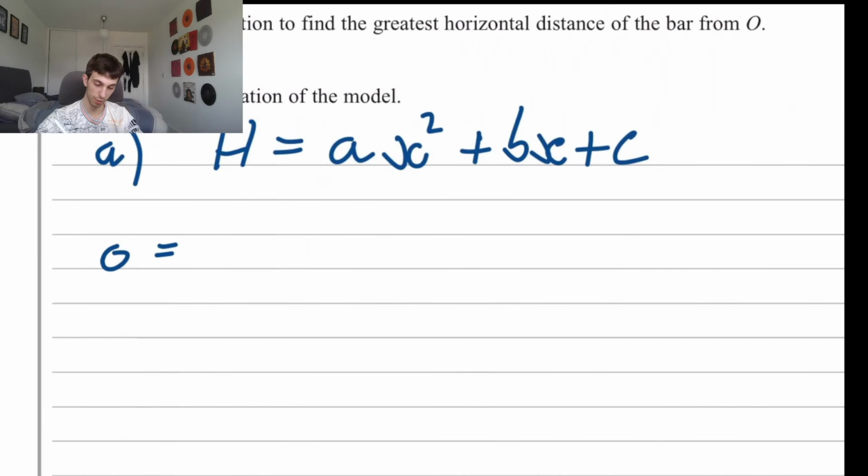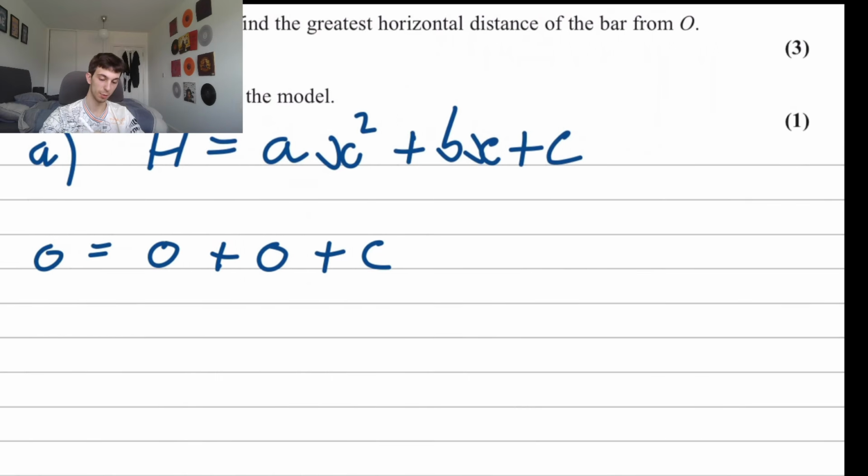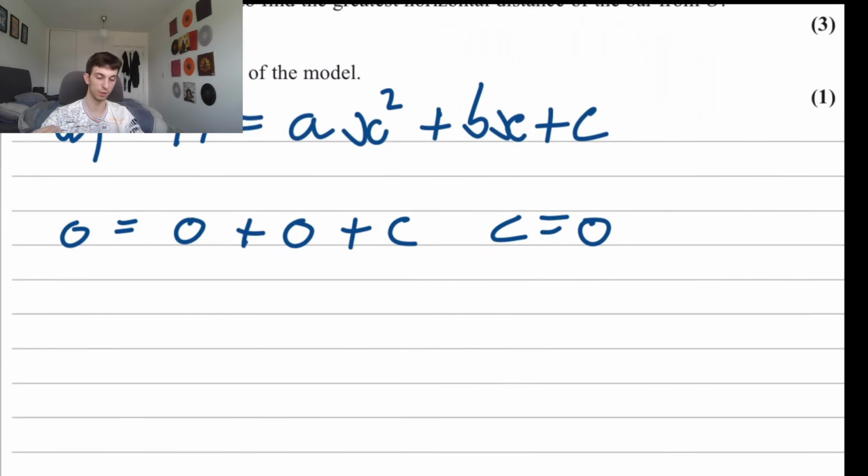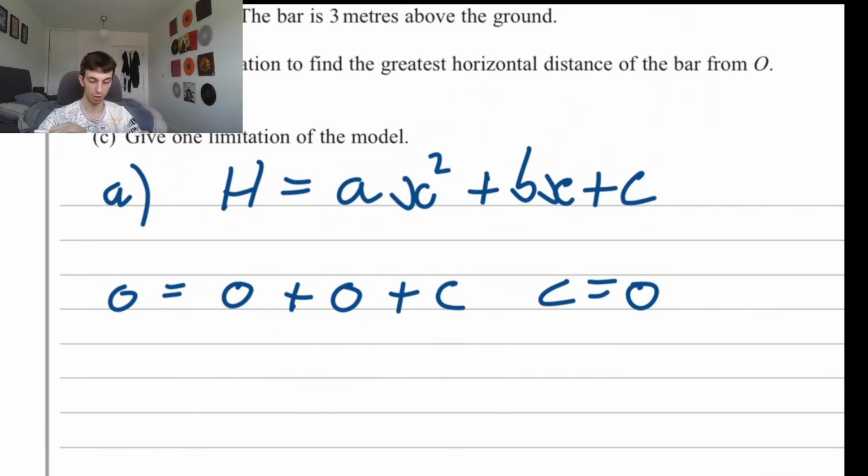So we have that 0 equals a times 0 squared, which is 0, plus b times 0, which is 0, plus c. So we have that c equals 0. So we can already get rid of that c from that quadratic equation. So what else do we know?